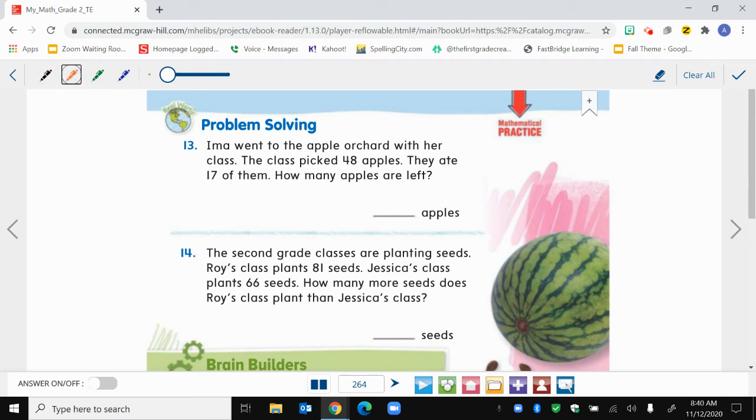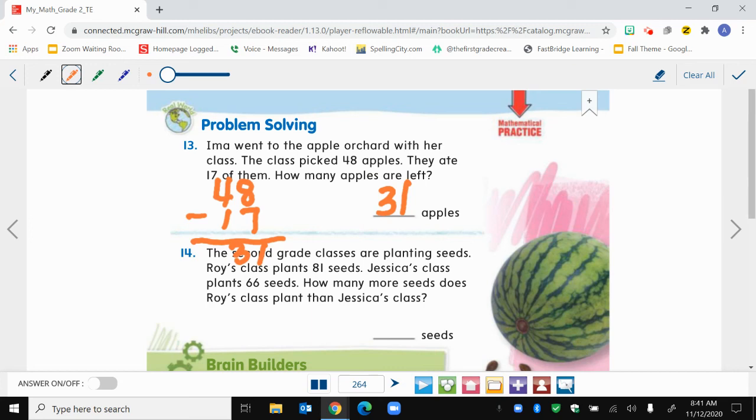So it says, Ima went to the apple orchard with her class. The class picked 48 apples. They ate 17 of them. How many apples are left? So they had 48, and they ate minus 17. Okay, so now I see on the one side 8 minus 7, which we can do, can't we? 8 minus 7 would be 1, right? And then 4 minus 1 is 3. So there are 31 apples left.